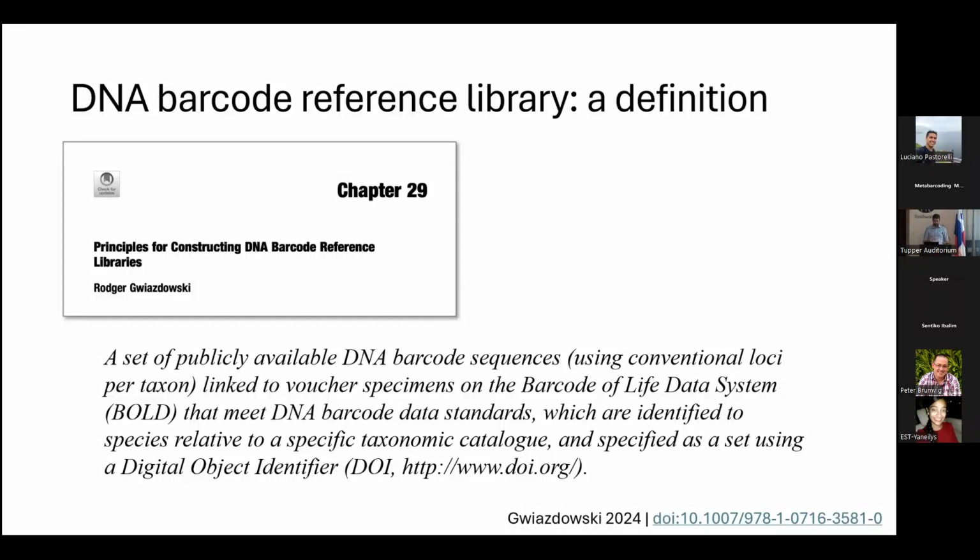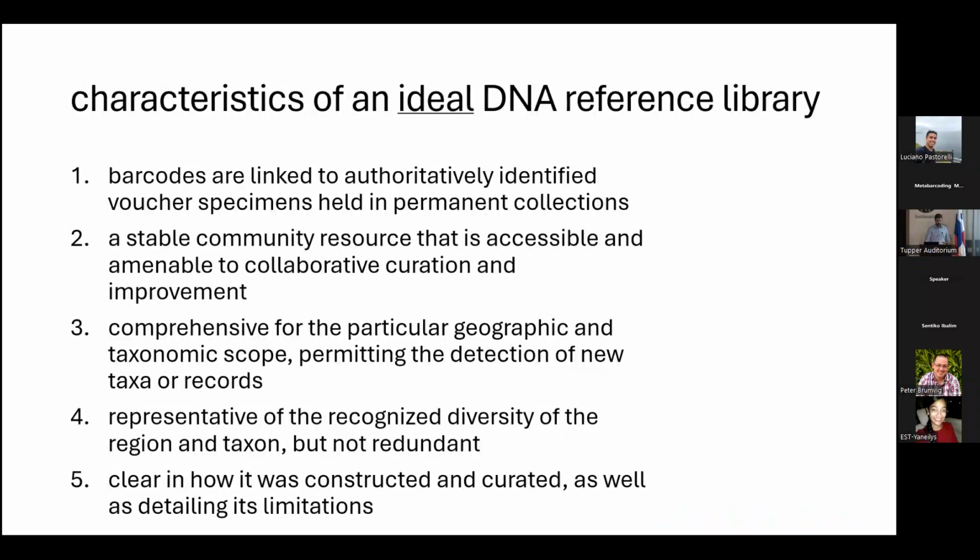I think the community has really reached a consensus on using the Barcode of Life Data System for them. And you might argue that for a reference library, it's not required to go right down to species. It could be another taxonomic level, but it should follow a certain taxonomic catalog. And permanence, again, is really key. So using the DOI system is a great idea.